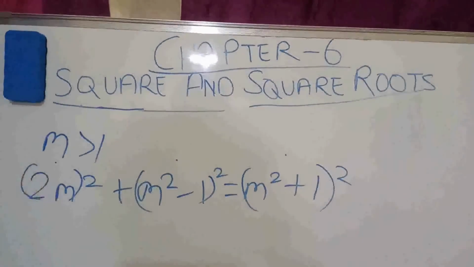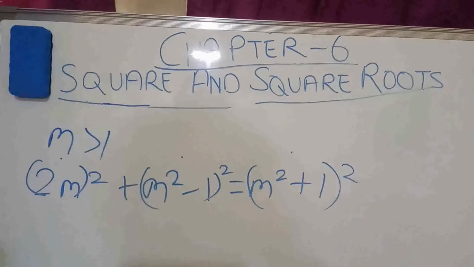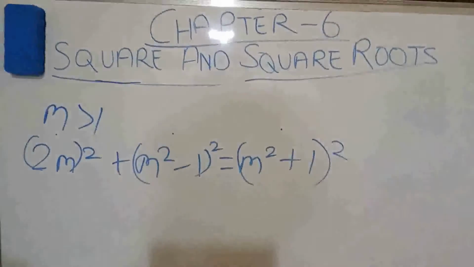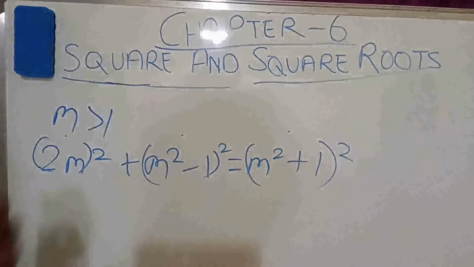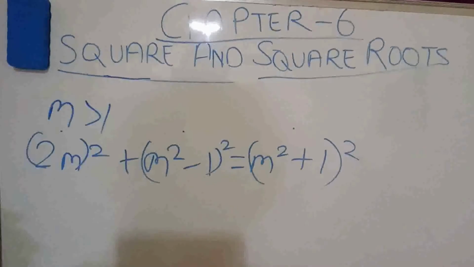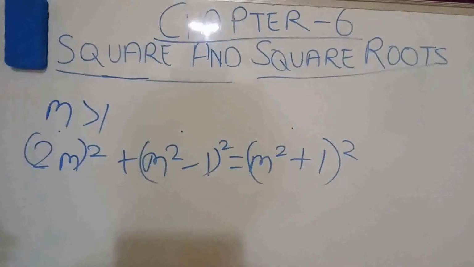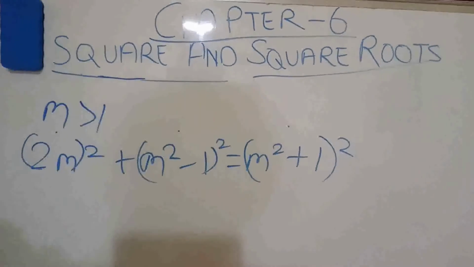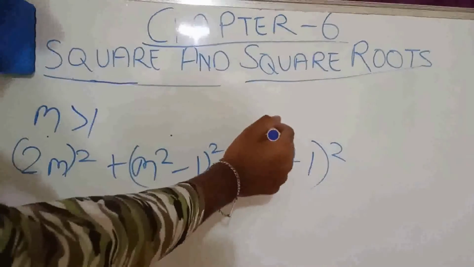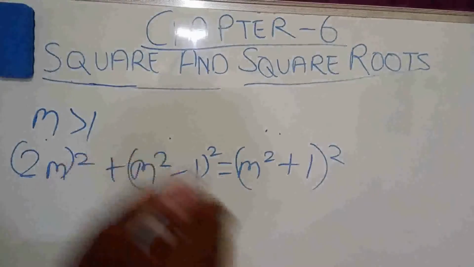So 2m square is going to be the least. Now in the questions they may ask you to find a Pythagorean triplet in which 8 is the smallest member. So 2m is the smallest number in any Pythagorean triplet, m square minus 1 is the middle value, and the greatest number will be m square plus 1.